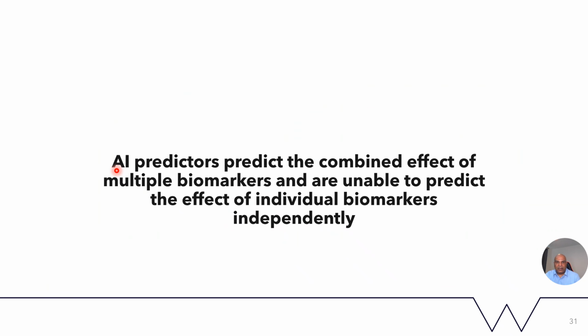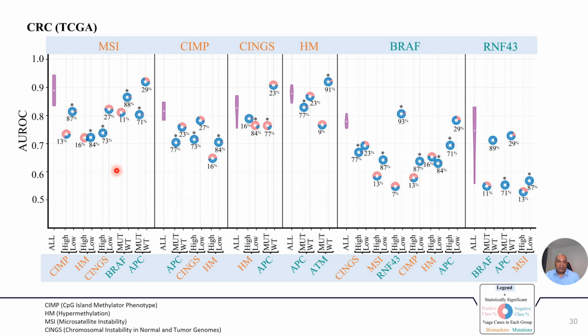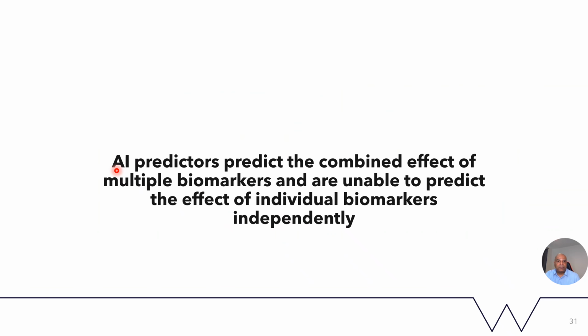I'll skip that over here, but MSI prediction can be confounded by, for example, chromosomal instability or hypermethylation statuses and so on, and similarly the same story for different types of mutations. So the conclusion that we draw from this is that AI predictors predict the combined effect of multiple biomarkers and are not able to predict the effect of individual biomarkers independently. So why would that be happening?